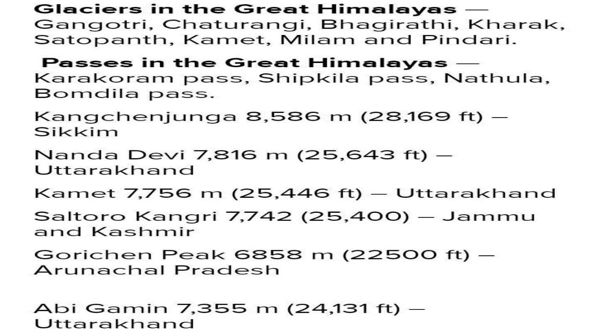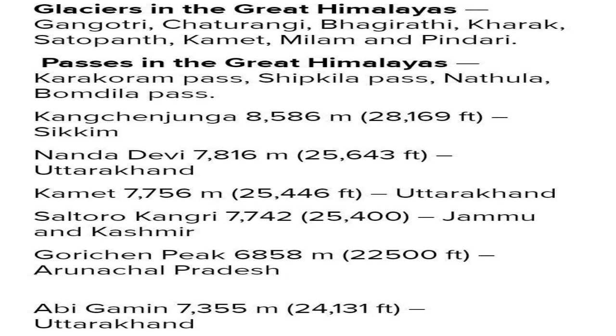Another thing we have to understand is the names of the states where the highest peaks are located. Here we can see the highest peaks: Kanchenjunga, Nanda Devi, Kamet, Saltoro Kangri, Gorichen Peak, and Apigamin. These are the highest peaks found in Sikkim, Uttarakhand, Jammu and Kashmir, and Arunachal Pradesh.